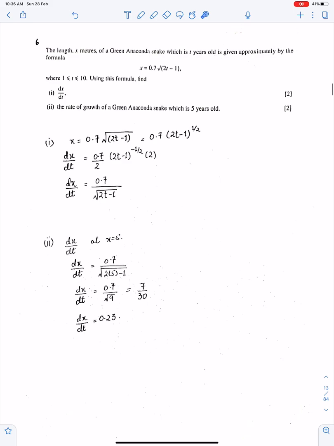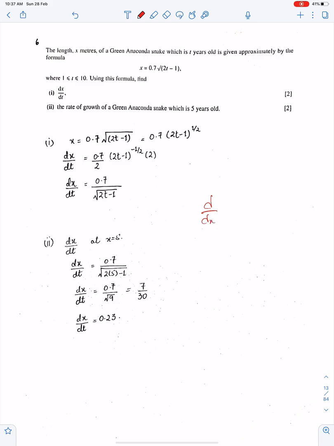Question 6, very simple. This is the equation of x in terms of t. The length x meters of a green anaconda snake which is t years old is given approximately by the formula. Find dx upon dt. This is so simple. You just need to differentiate this x with respect to t. So dx upon dt, because x is the function of t, so you need to write dx upon dt here. The differential of under root is very simple. You can differentiate under root directly like this.